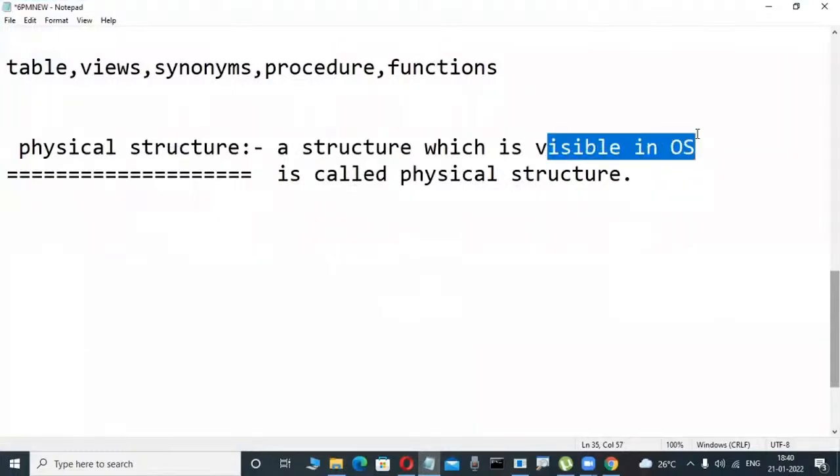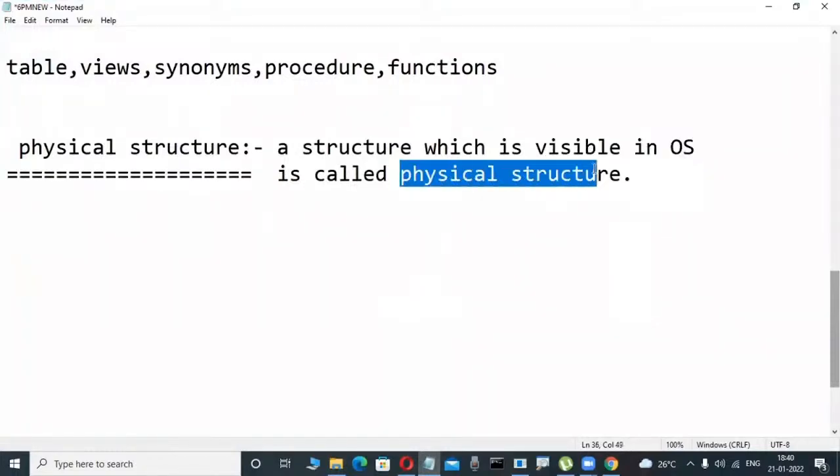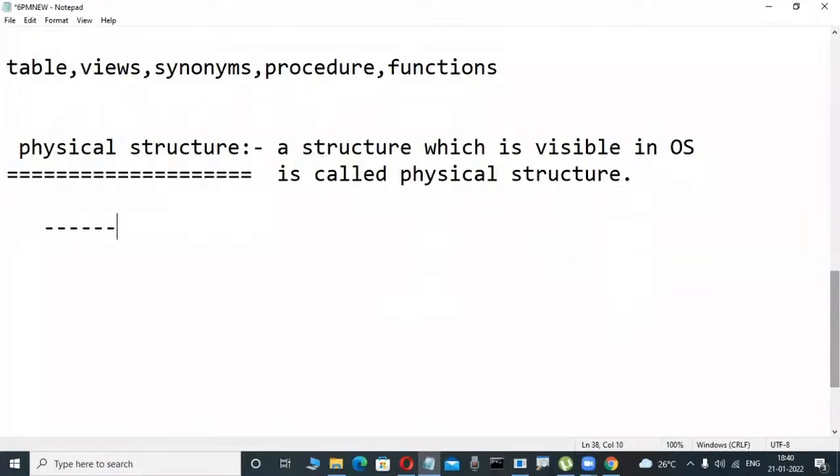Some files are visible or not visible. That is called the physical structure. But the physical structure, are you working on it, am I working on it? No. Some different type of persons are working on it. Who are they? The DBA, the database administrator.